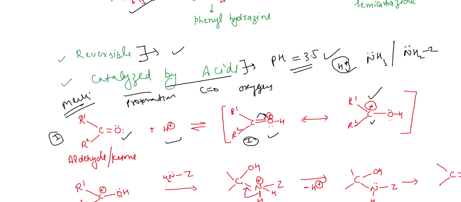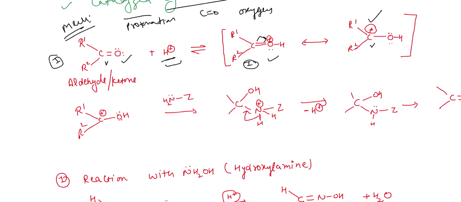The carbonyl center here is electrophilic in nature. It is already electrophilic, but to increase its electrophilicity, the acid is used. Okay. The second one is attack by nucleophile. This is your nucleophile. It will attack on this carbon carrying positive charge.